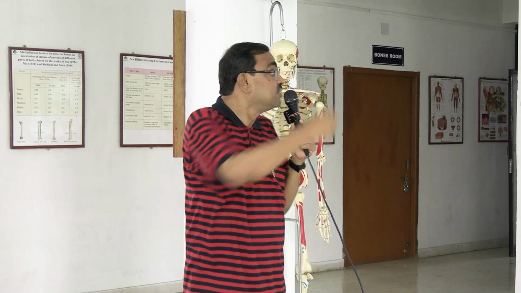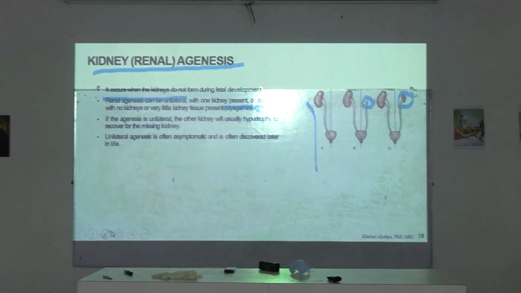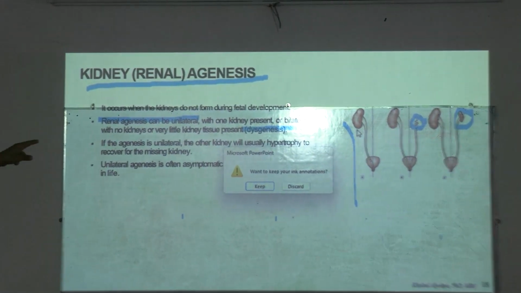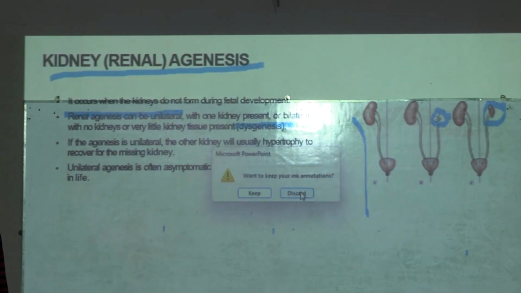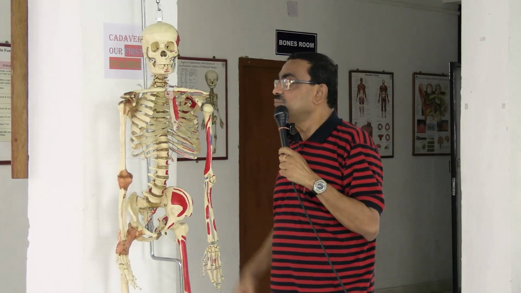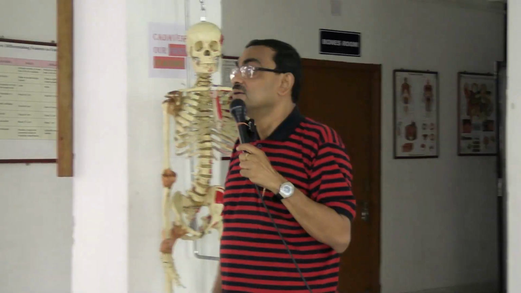Now we can see the ureter. The ureter actually comes out from the kidney, passes through the abdomen and the pelvis, and it is drained into the urinary bladder.